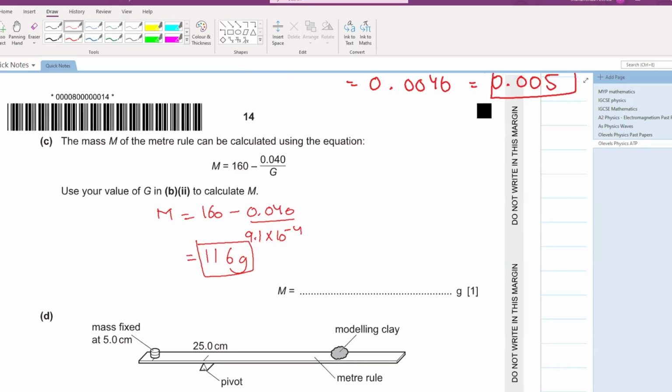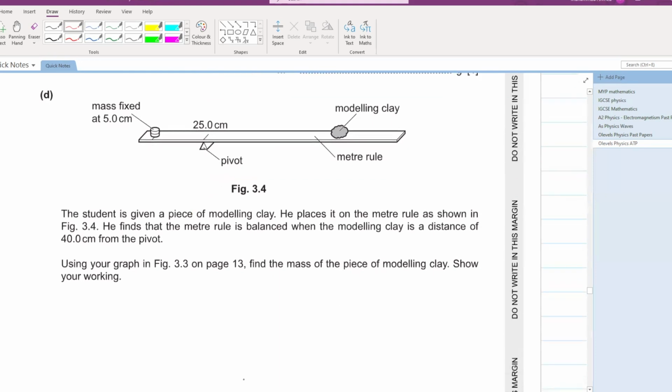Let's further move ahead. Fix mass at 5 centimeter. Okay, the pivot is at 25 centimeter. Here is your modeling clay. Perfect. The student is given a piece of modeling clay. He places it on the meter rule as shown in figure 3.4. Perfect. He finds that the meter rule is balanced when the modeling clay is at a distance of 40 centimeter from the pivot. Use your graph in figure 3.3 on page 13 to find the mass of the modeling clay.